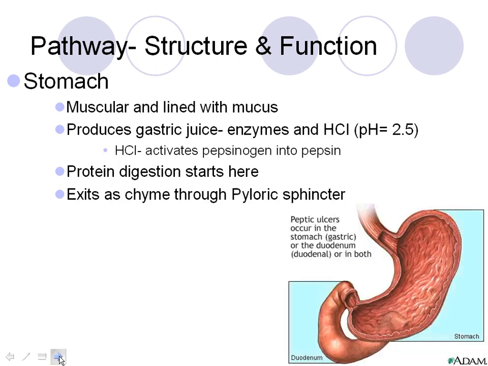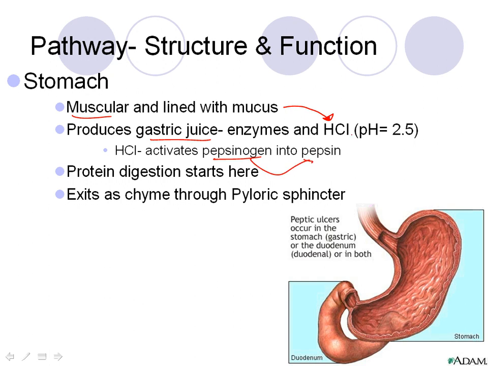Next part we're looking at is the stomach. This is going to be muscular, and it is lined with mucus. The whole reason why it's lined with mucus is we have HCl, hydrochloric acid, in our stomach that has a low pH, and it would eat away at our stomach wall if we didn't have mucus. Also, in the gastric juice, in addition to the HCl, are enzymes. The main one that we care about is going to convert pepsinogen into pepsin. So pepsinogen is just a precursor of an enzyme, not active until HCl is around, and then it will turn into pepsin, which starts to break down protein.